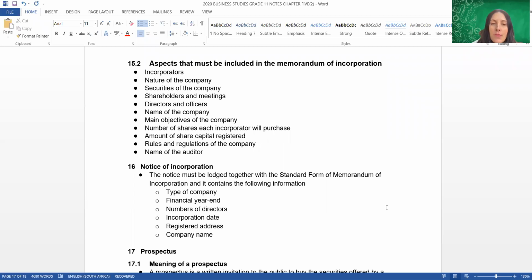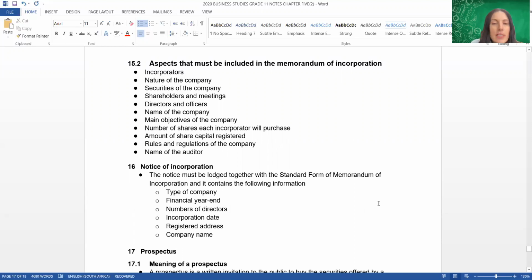Then the number of directors, so how many, and I assume also their names, the incorporation date, so when this company is going to start, the registered address, so the physical address, where is this company going to conduct its business from, and then the name of the company, whether it's a reserved one or one that has already been allocated to them. Good. So this is then the MOI that you have to know about.